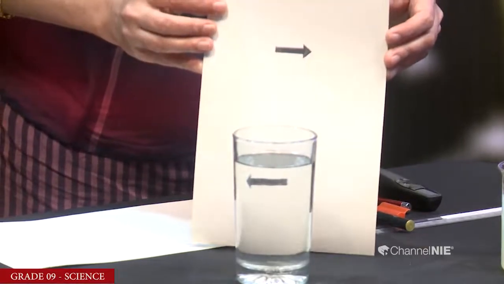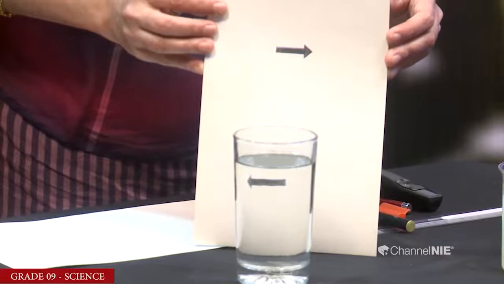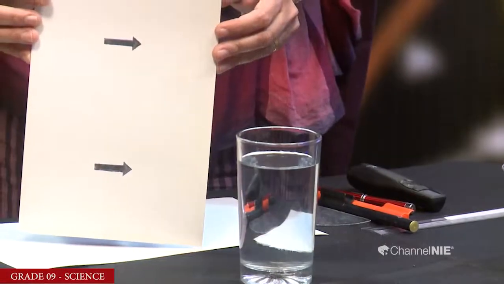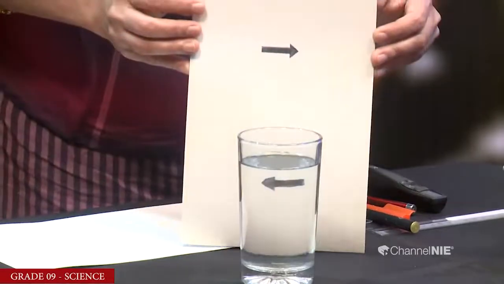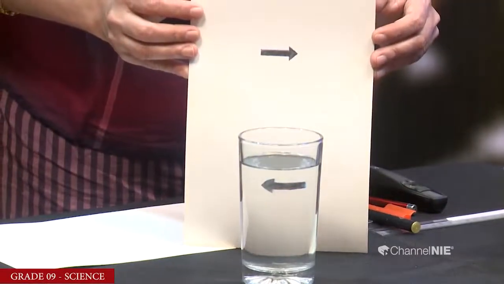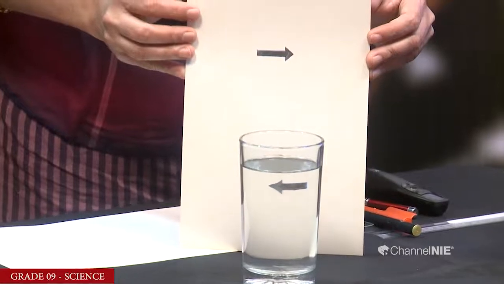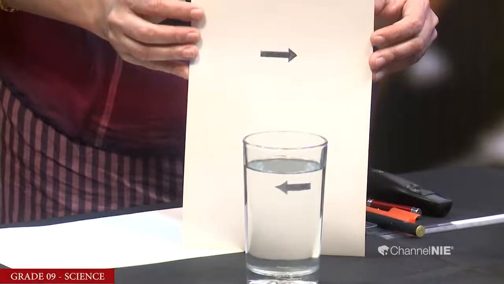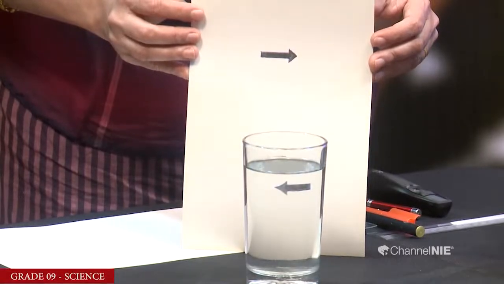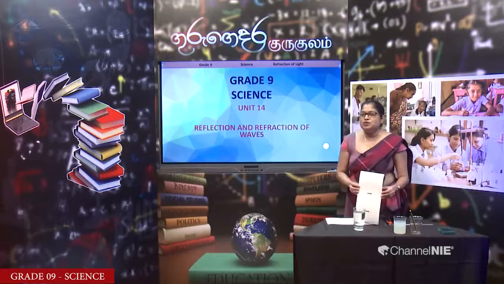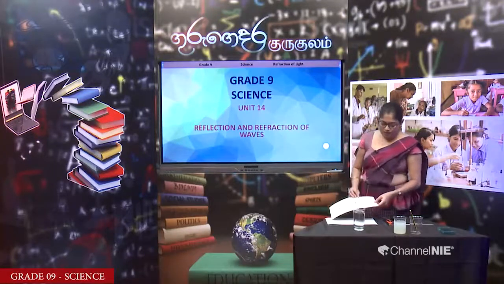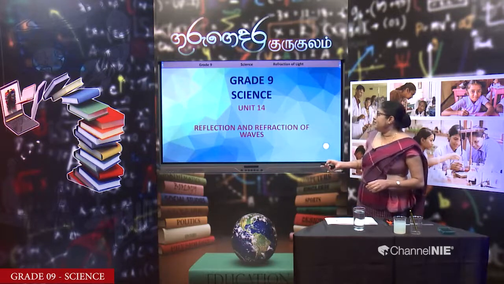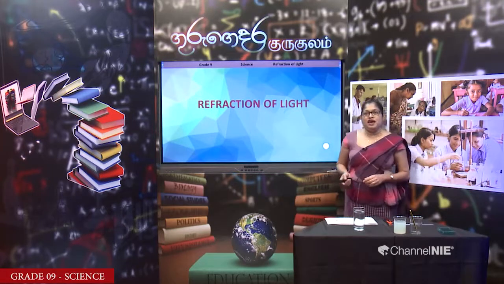You observe the arrow at the bottom through the glass of water. So, you can see, and now you can see the arrow at the bottom through the glass. Did you see anything? Did you see that the direction of the arrow is changing? Yes, it is due to refraction of light. So, topic of today's lesson is refraction of light.